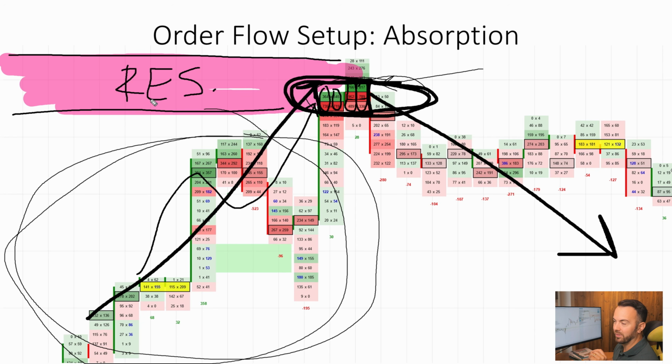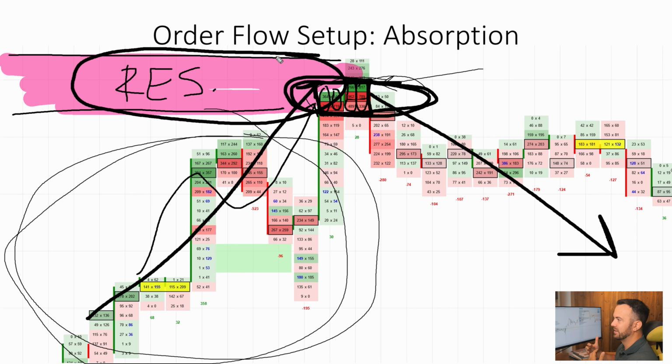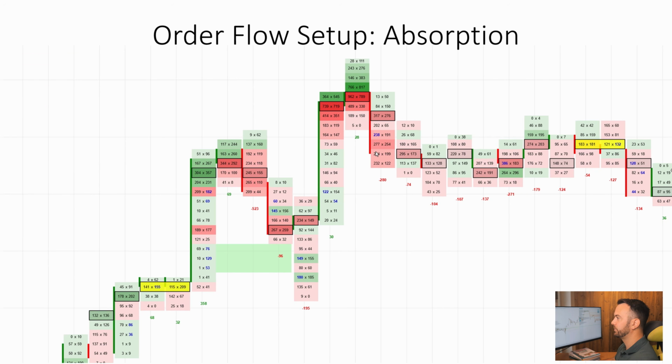Again, important thing, this needs to happen around a resistance zone. Otherwise, it wouldn't really give us that strong confirmation, right? It wouldn't mean that much.